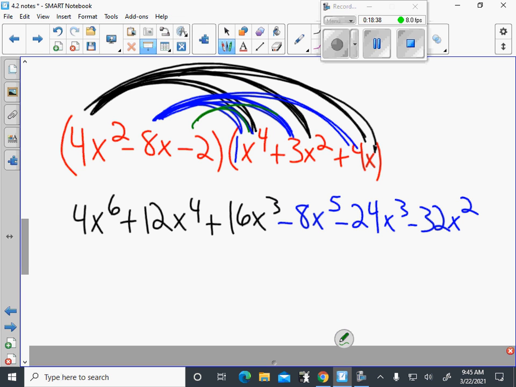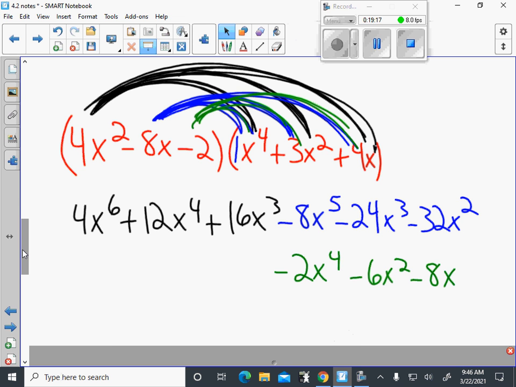Now, we have the last one. I'm going to write this kind of down below here because we're running out of room. We have negative 2 times x to the 4th. Well, that is negative 2x to the 4th. And then we have negative 2 times positive 3x squared. That's negative 6x squared. And then lastly, but not least, negative 2 times positive 4x. That's a negative 8x.